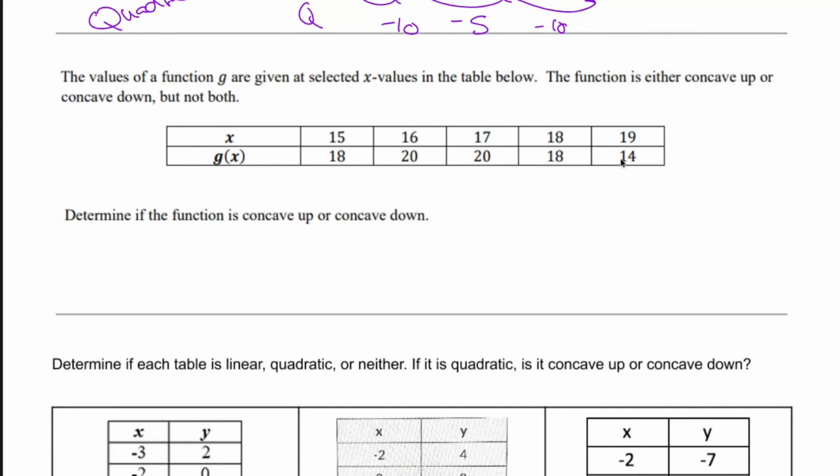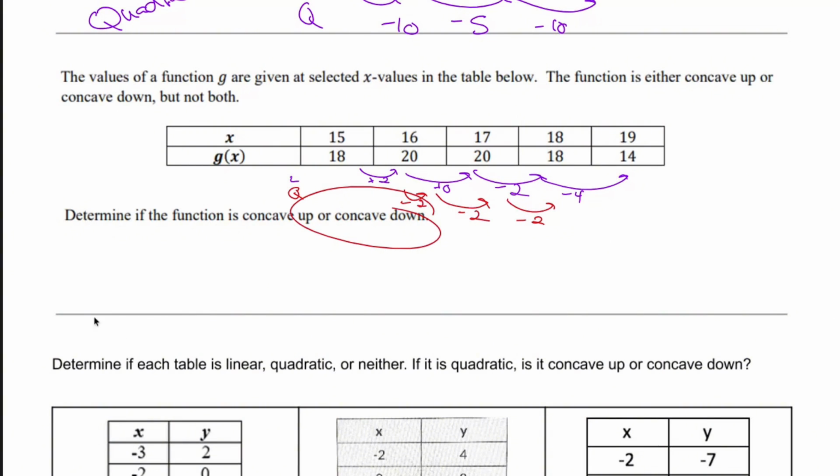All right, so you go up by 1 every time. The x values go up by 1 every time. You go up by 2, you don't move. You go down by 2, and you go down by 4. Now this is linear. Linear has nothing to do with concave up or concave down. I need to find the quadratic values, the rate of change of the rate of change. It looks like you go down by 2, you go down by 2, you go down by 2. So since the rate of change of the rate of change is negative, we are looking at concave down. Okay?